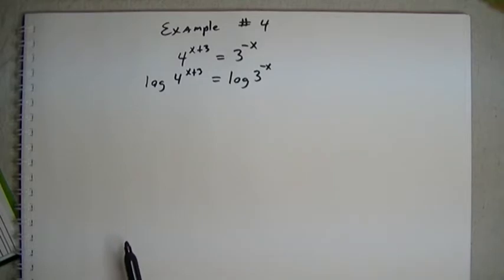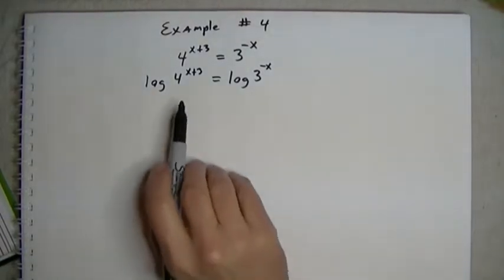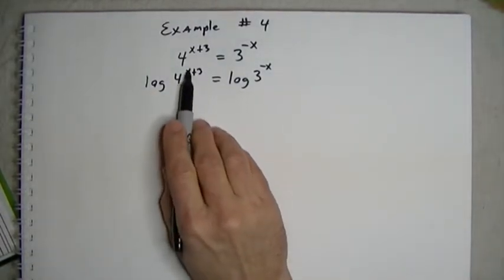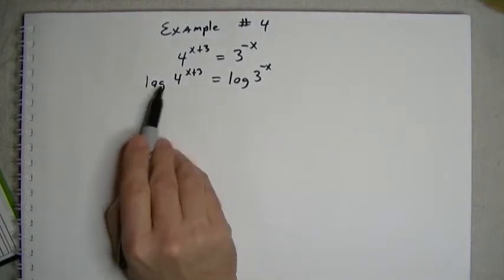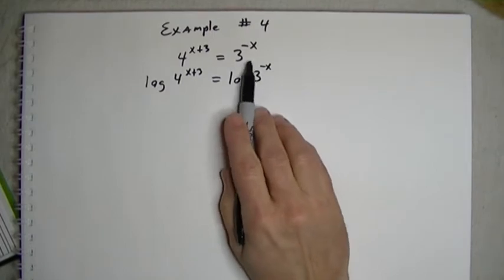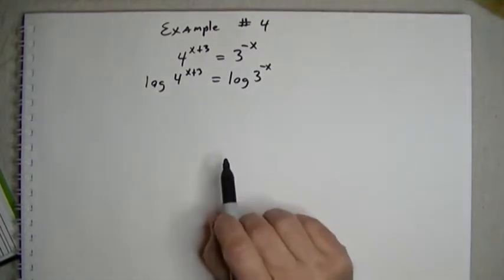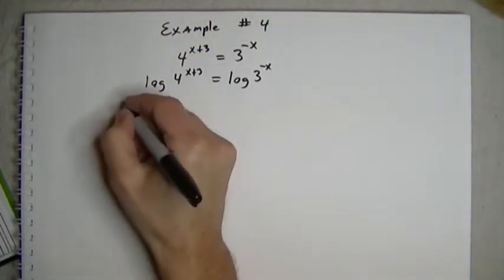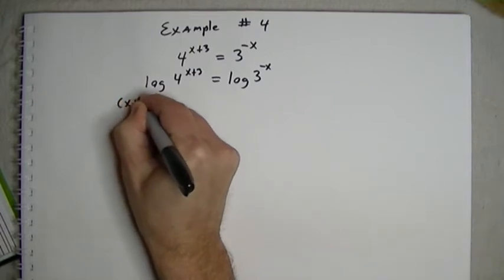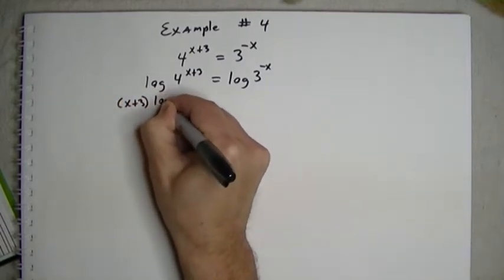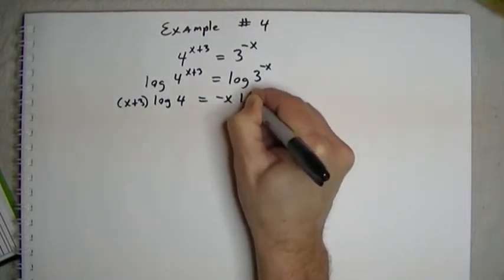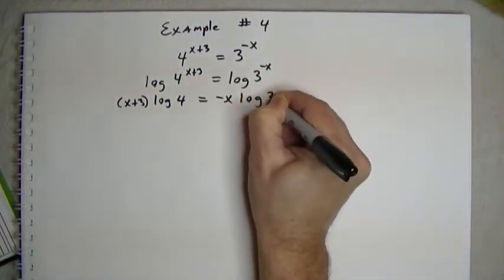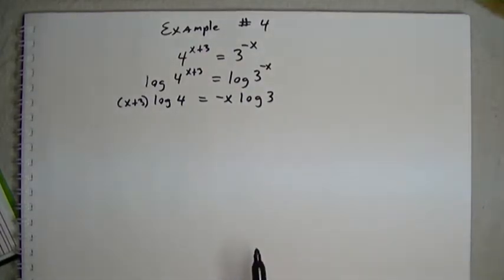For instance, we can now use our exponent rule and take this x plus 3 and move it out to be a coefficient of the log of 4. This negative x can then be a coefficient of the log of 3. So we'll do a little rewriting here. This is x plus 3 times the log of 4 is equal to negative x times the log of 3. Hopefully things are looking a whole lot simpler already.